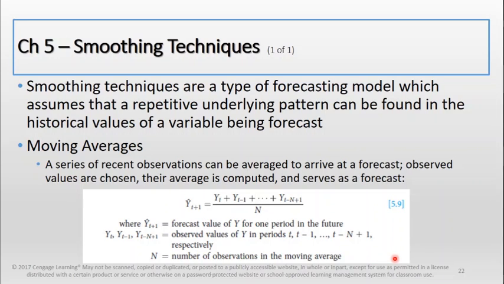So the most appropriate moving average period is a choice of n that minimizes the root mean square error, or your RMSE.